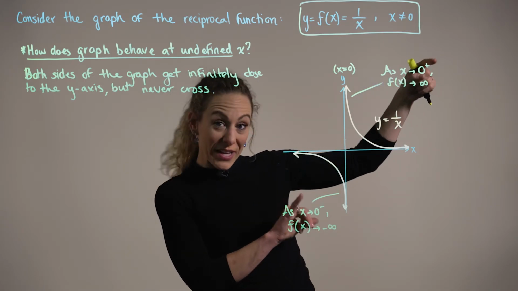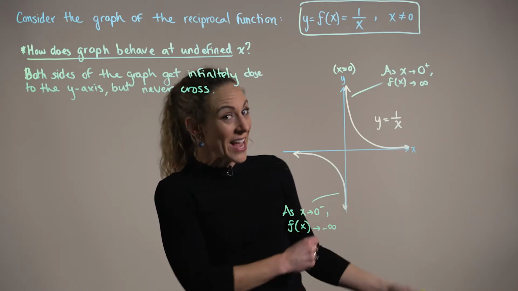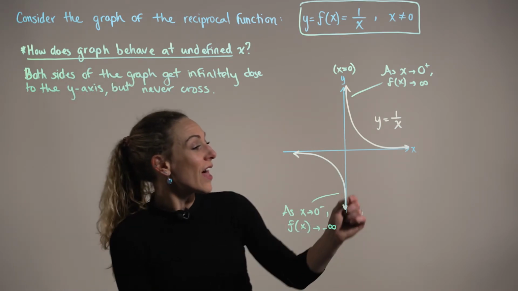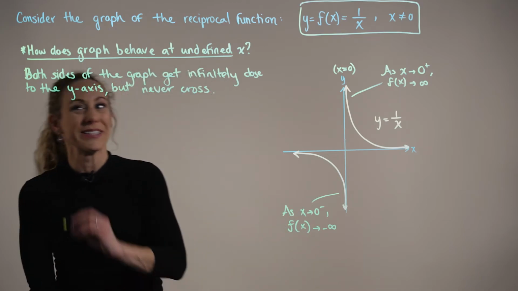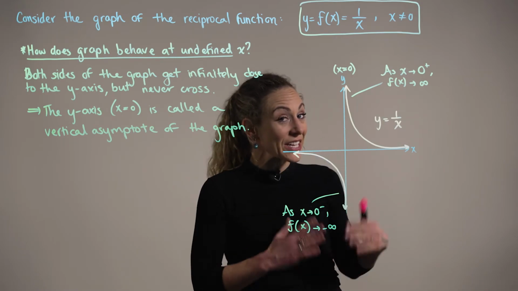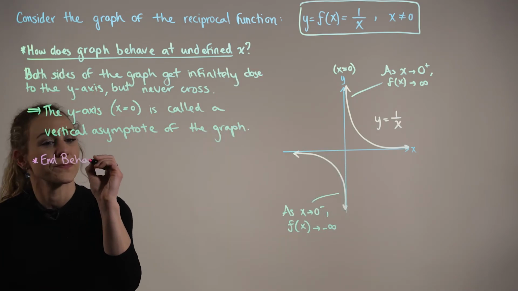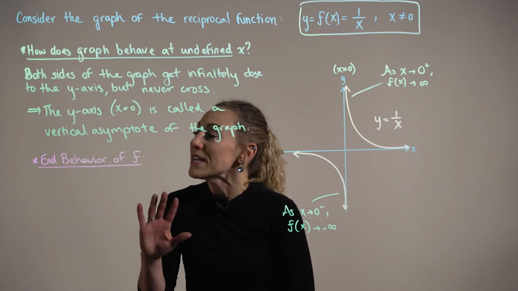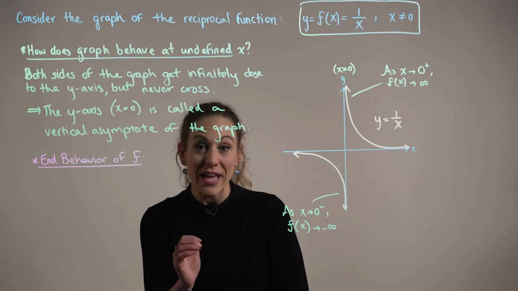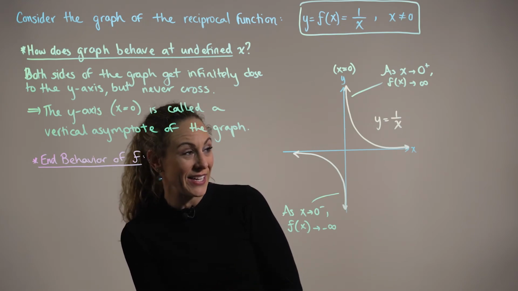So when we approach an undefined value from the left and the right, and the y values are increasing infinitely or decreasing infinitely, we say that this line that we're approaching is a vertical asymptote. Now that we've observed how the graph is behaving at an undefined value, let's consider how the ends of the graph are behaving. From polynomial functions, we know that to determine the end behavior of the graph, we need to consider what the y values are doing as x is approaching positive infinity and as x is approaching negative infinity.